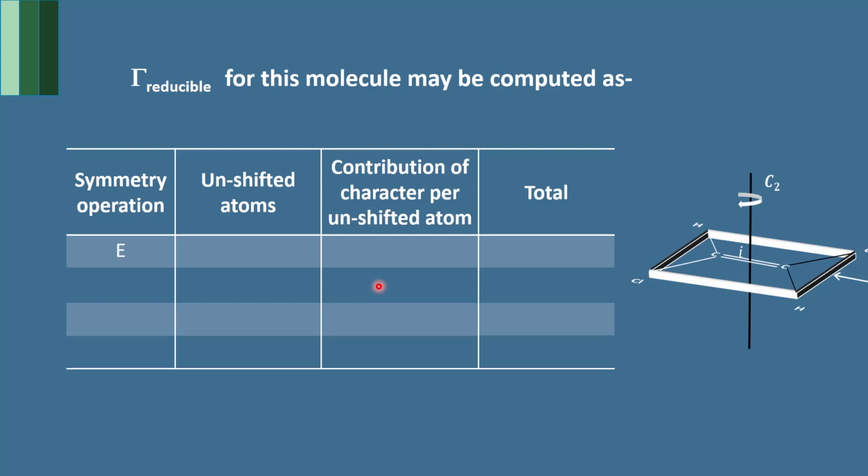If we talk about identity, the contribution per unshifted atom is always 3. And the number of unshifted atoms is 6, as you can see here. Therefore, the total of 18 is the contribution of character for identity.